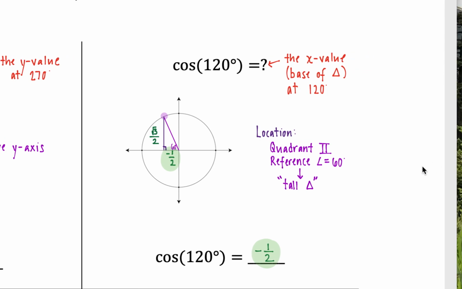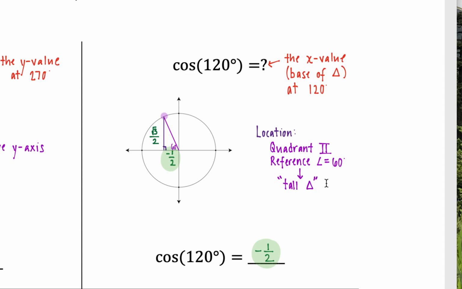So now we're trying to find the cosine of 120 degrees. First we need to think how cosine is really the x value or the base of the triangle formed at 120 degrees. So again, let's first locate where this angle is. Picturing starting over here at 0, I would need to go past 90 to get to 120. I'm essentially stopping when I'm 60 degrees away from the x-axis at 180. And so 120 degrees is up here in quadrant 2. Since I'm 60 degrees away from the x-axis, that's my reference angle. This is a reference angle of 60 degrees.